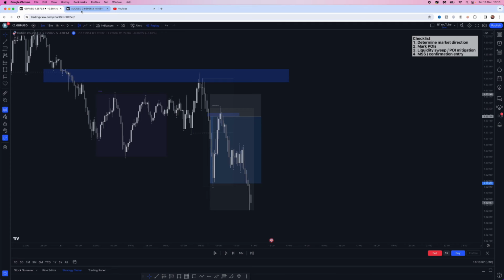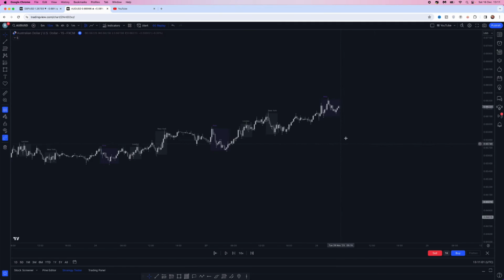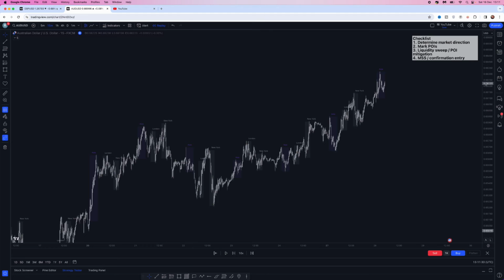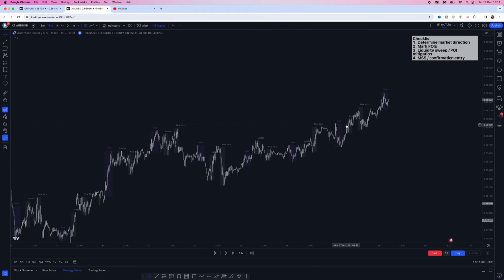Let's jump onto example number 2 on AUD USD. So we're now on AUD USD, and what we can do first of all is zoom out and just see which direction our price action is trading in.